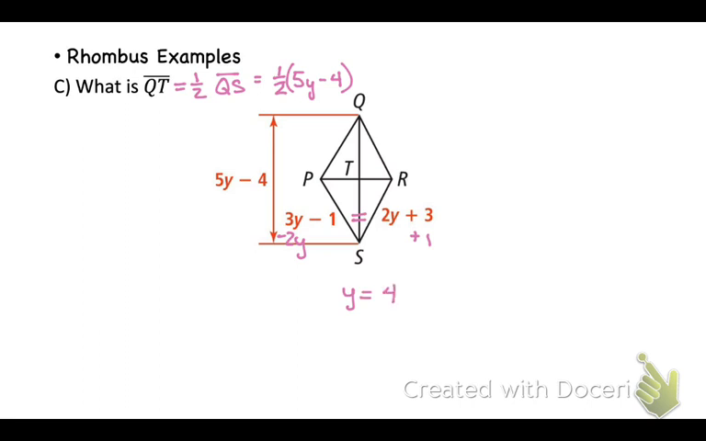So what am I going to do with that? Look at the 4 and the 5. So 1/2 of 5 times 4 minus 4. So 20 minus 4 is 16. Half of 16 is 8.